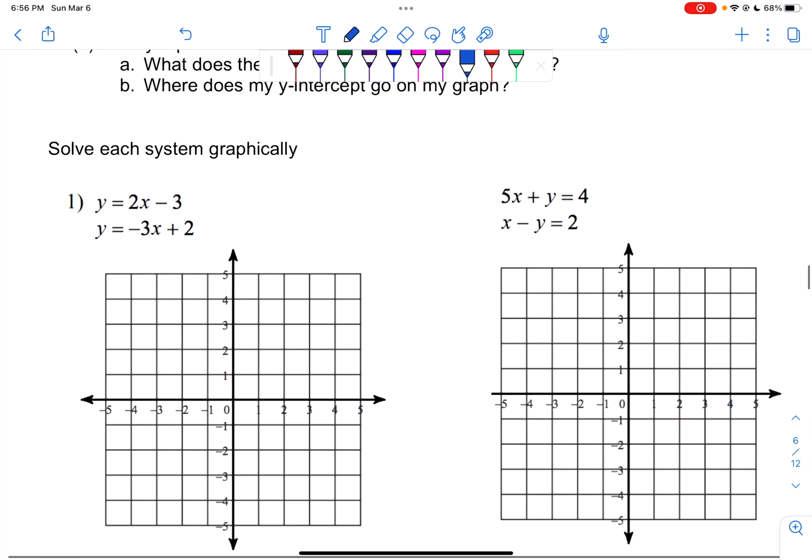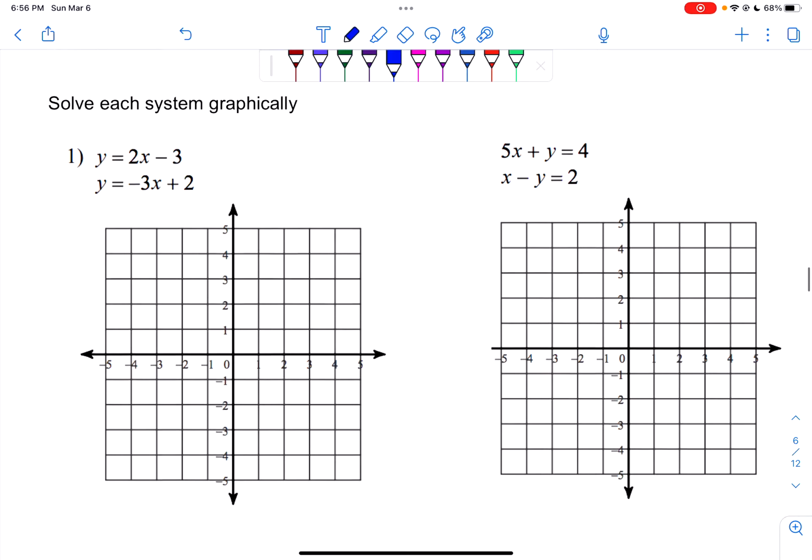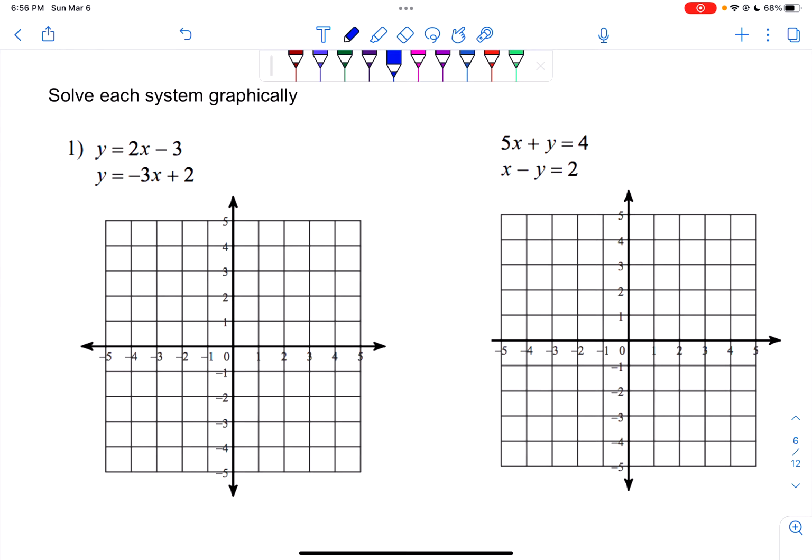Solve each of the following systems graphically. So let's look at each of these piece by piece. So I have y equals 2x minus 3 and y equals negative 3x plus 2. So y equals 2x minus 3. My slope is the number attached to my x, so in this case 2, and it goes over 1. 2 is my rise, 1 is my run. My y-intercept is negative 3.